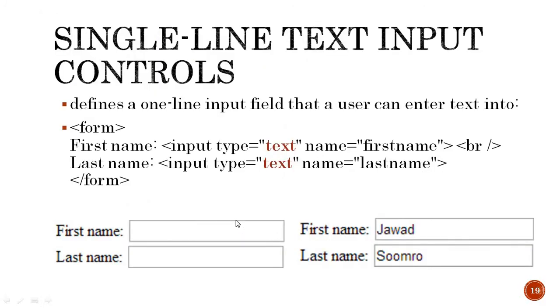So next is single line. These are some examples of text input control. First of all is the single line text input control. See what happens here. It defines a one line input. That means only one line of data can be entered in this input of type text. By this you will be able to make two controls, first name and last name, and these values can be entered in them.